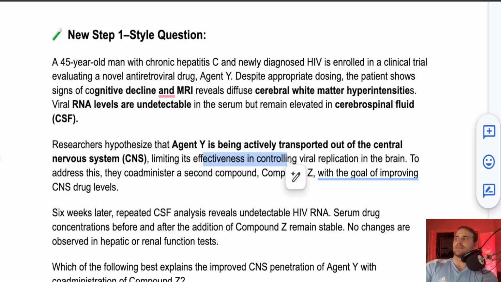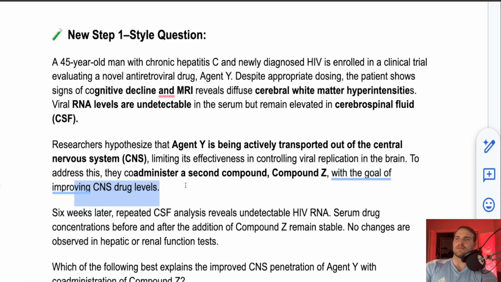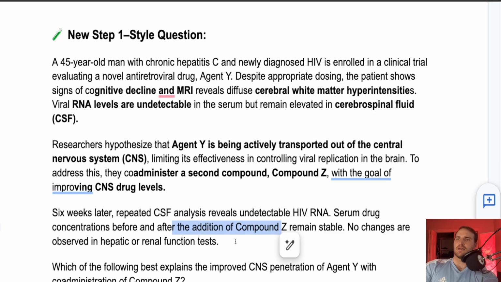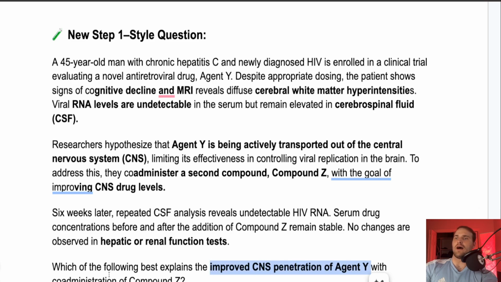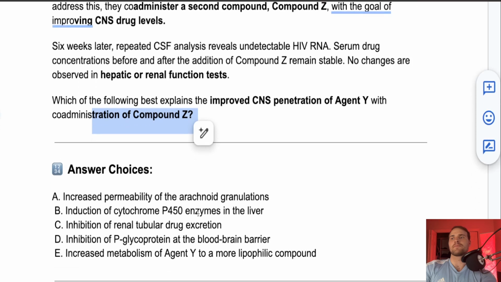6 weeks later, they're going to administer a second compound Z with the goal of improving the CNS levels. And what they find is that when they give compound Z, no changes are seen in the hepatic and renal function tests. So what explains the improved penetration of Y with the co-administration of Z?